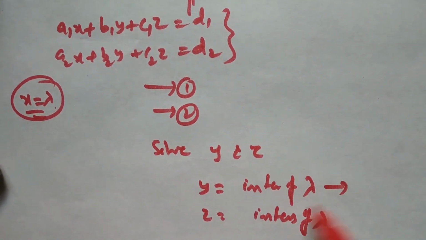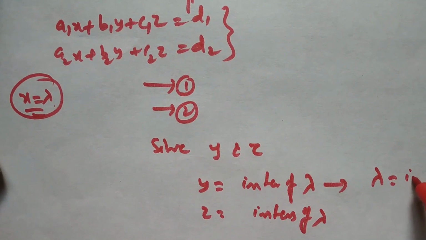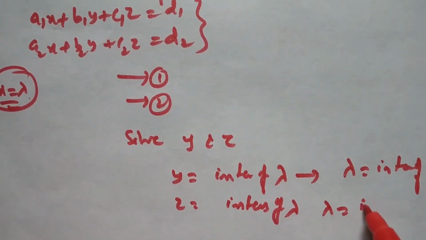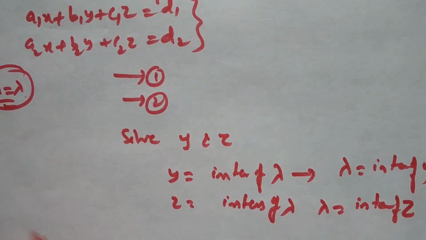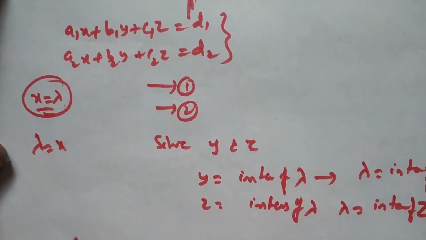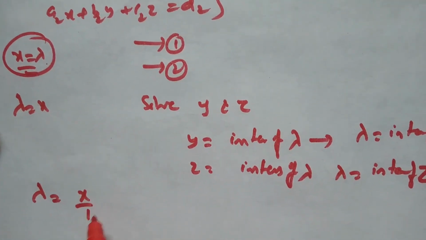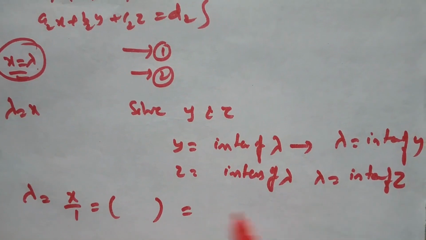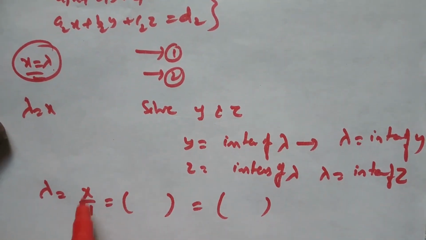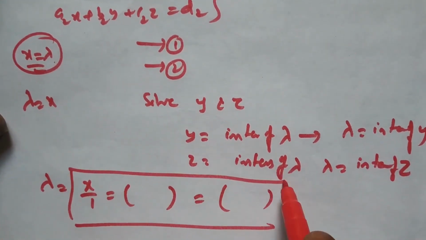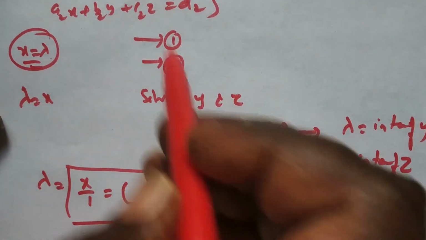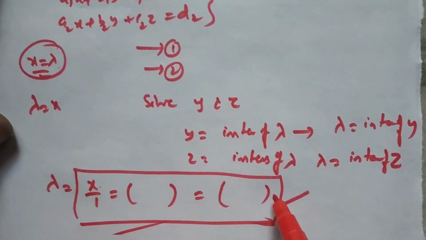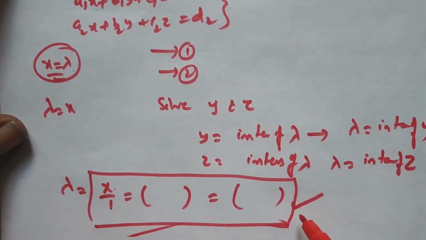So from this you calculate the lambda value in terms of y. Similarly calculate the value of lambda in terms of z. Already lambda equal to x. So lambda equal to x by 1 is equal to lambda in terms of y is equal to lambda in terms of z. This gives the required equation of the line of intersection of these two planes. At the same time we get a point on the line and the direction ratios of the line. Understand?